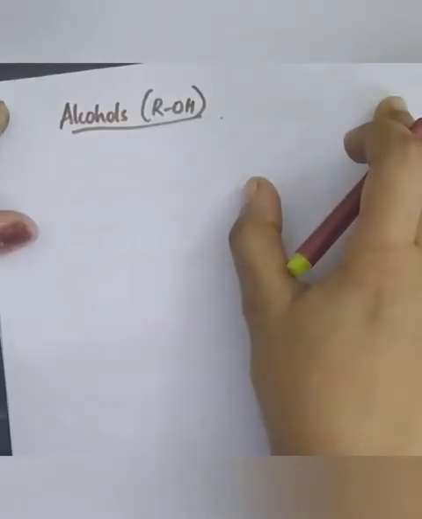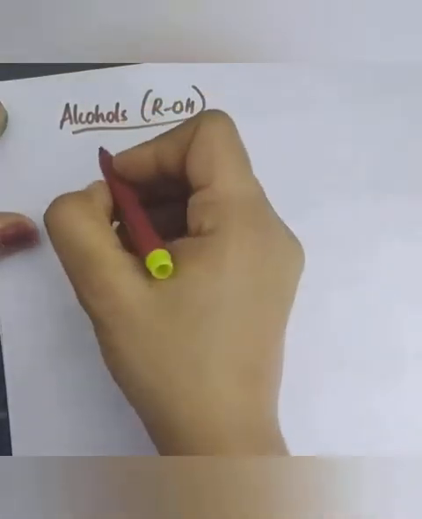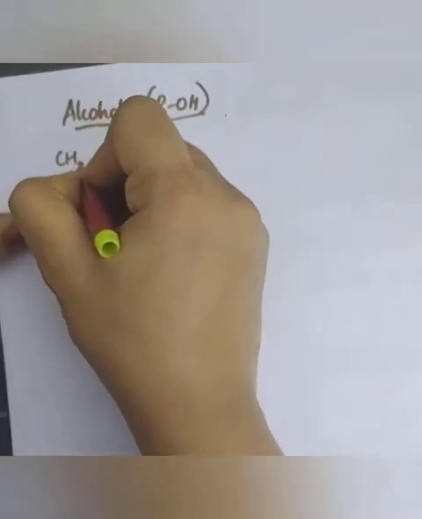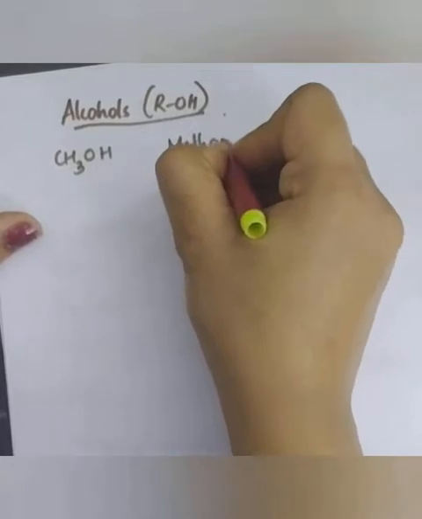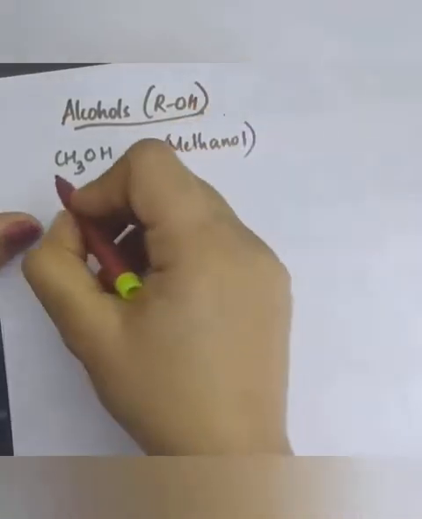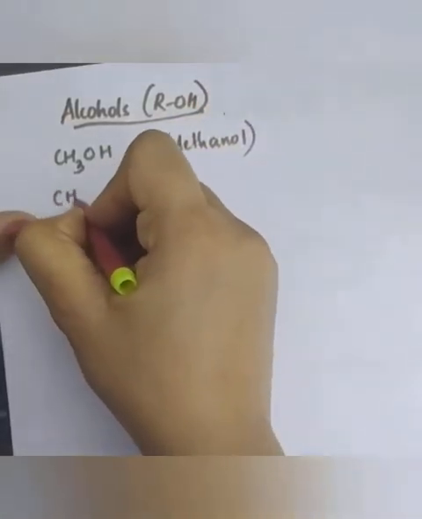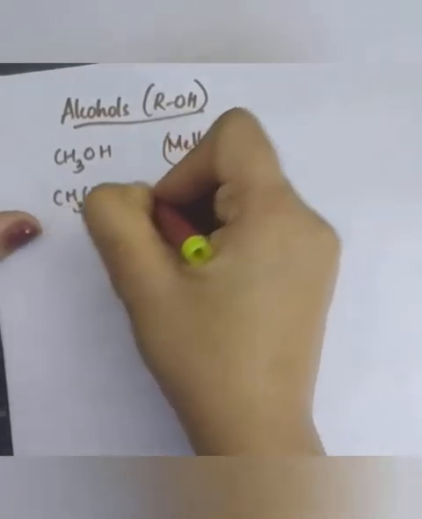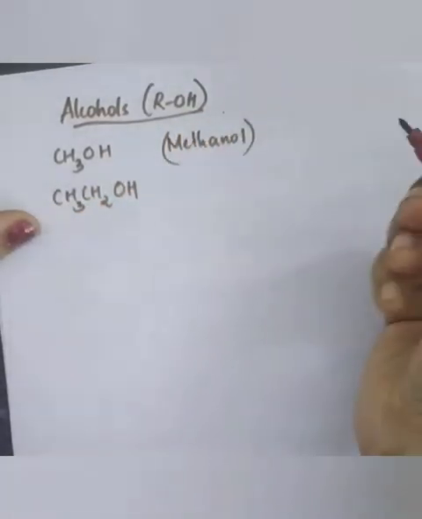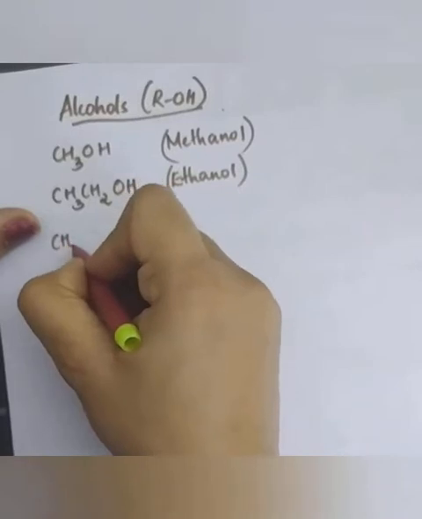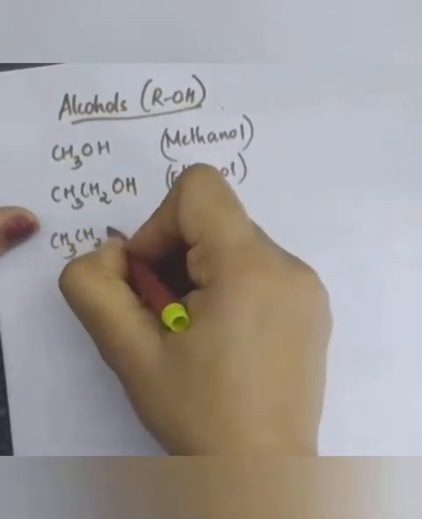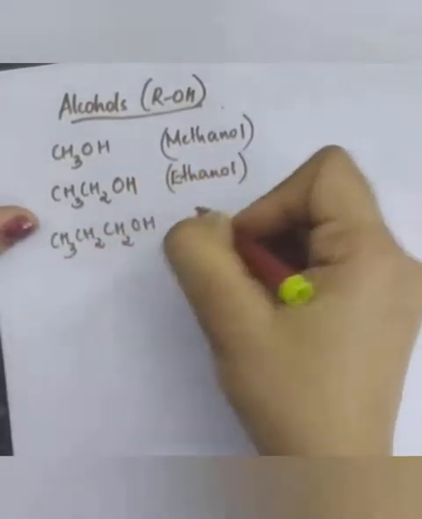Next, if you take the class of compounds, that is alcohols, the general formula is ROH. The first member is methanol, that is CH3OH. Second is ethanol, that is CH3CH2OH. Third is propanol, that is CH3CH2CH2OH.